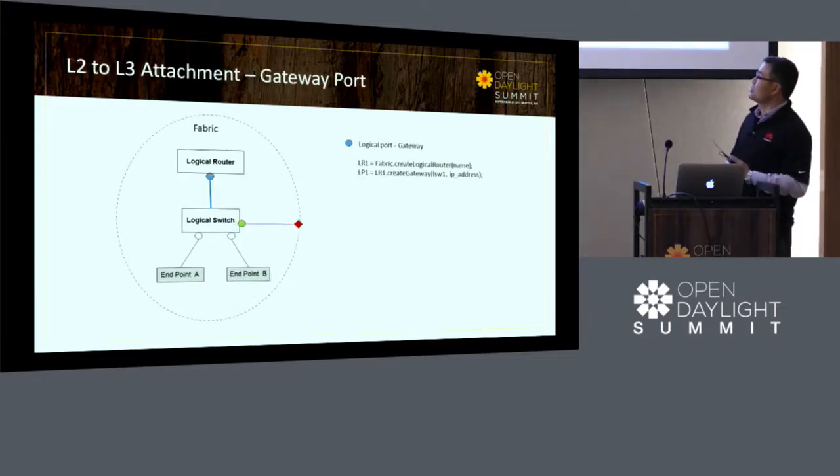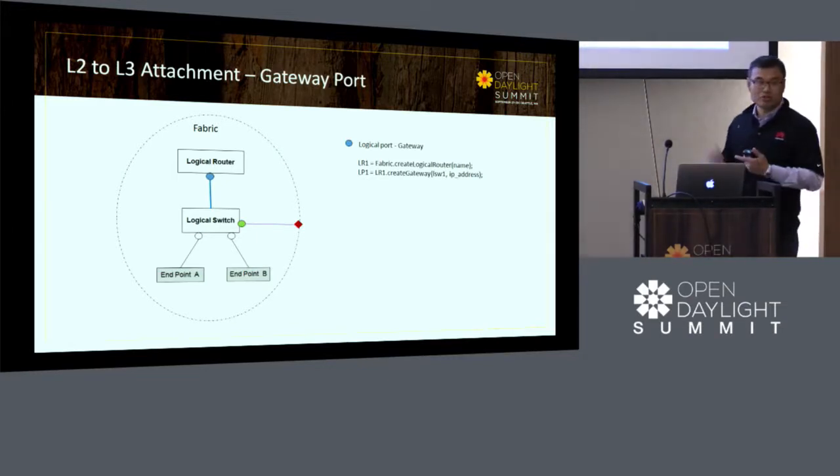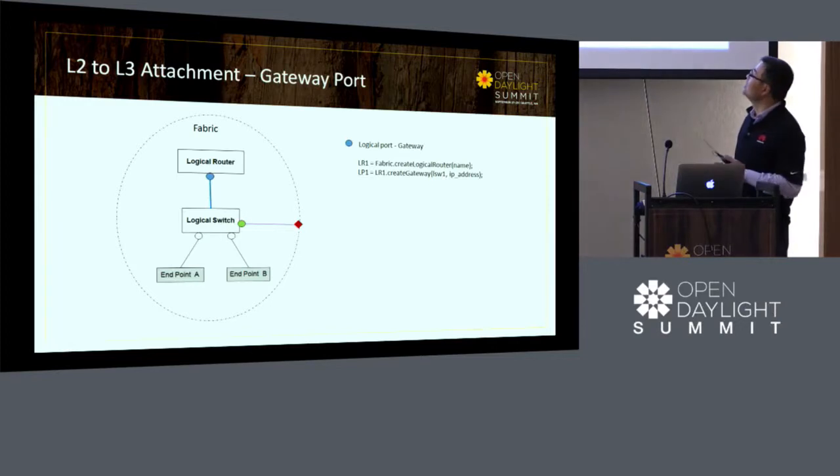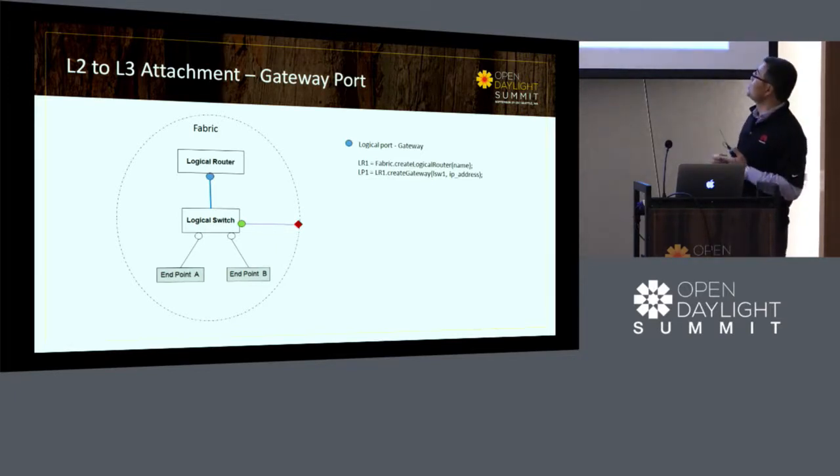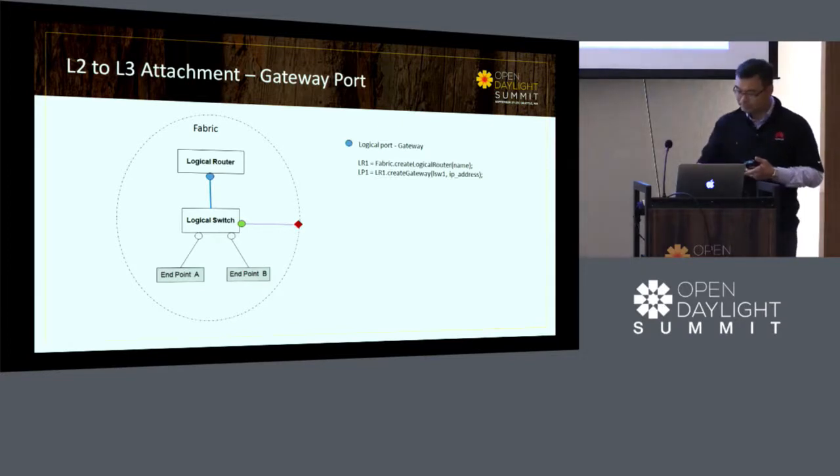So of course, layer 2 is not enough. Sometimes you have endpoints across different subnets. You need a layer 3 construct to connect the layer 2. So we have this logical router. On that fabric project object, you can create a logical port, and then you can create a gateway, associating that logical port between the logical switch and the logical router. It does the layer 3 forwarding.